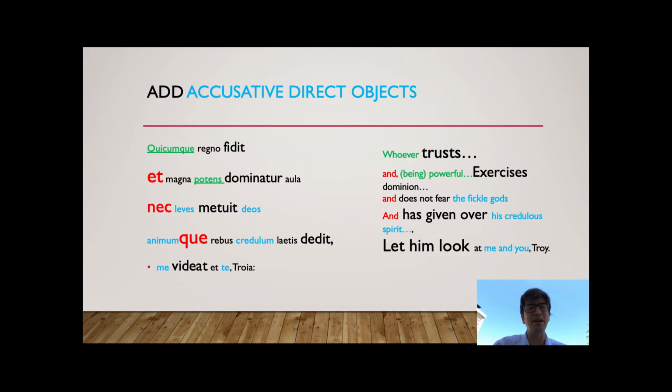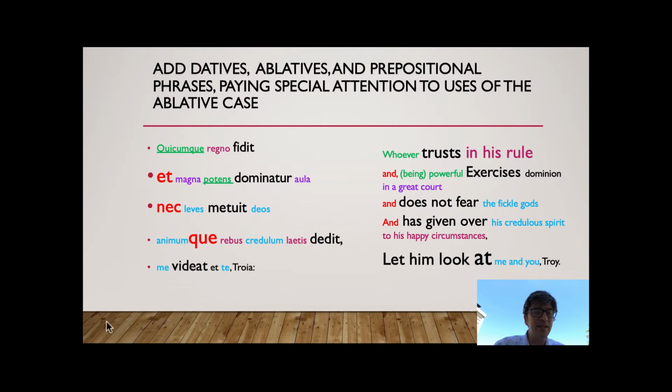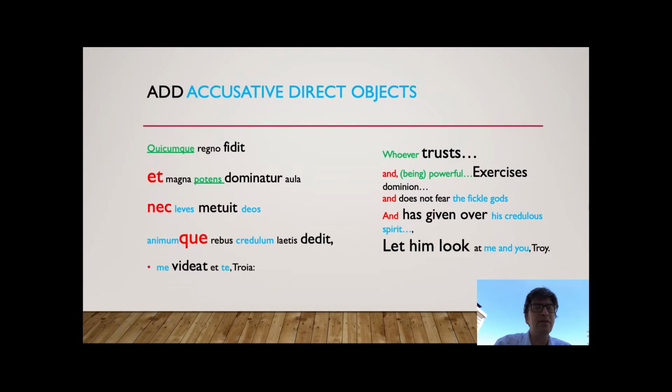And remember, direct objects in Latin take the accusative case. So we have a special ending that tells us that these are our direct objects. So, and does not fear the fickle gods, and has given over his credulous spirit, or his trusting spirit. We don't know which connotation credulous has here yet. Let him look at me, at, and you.